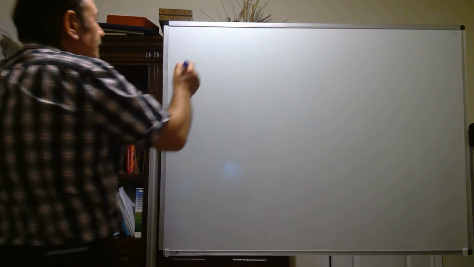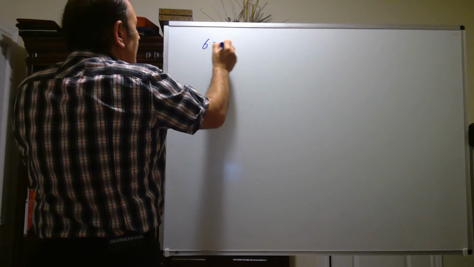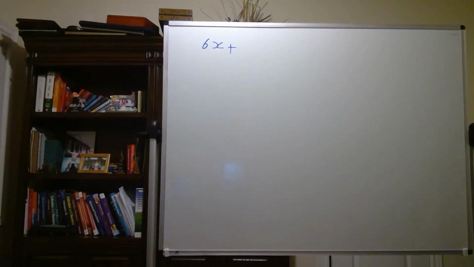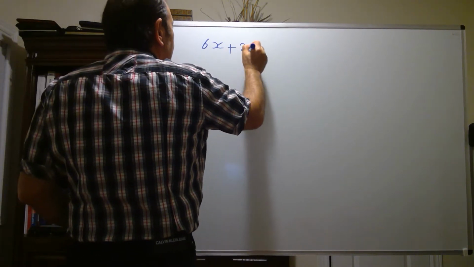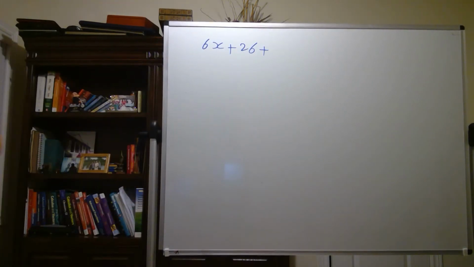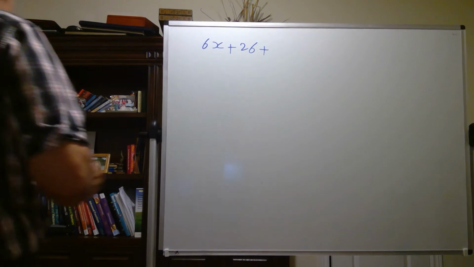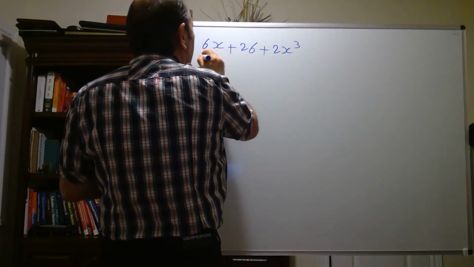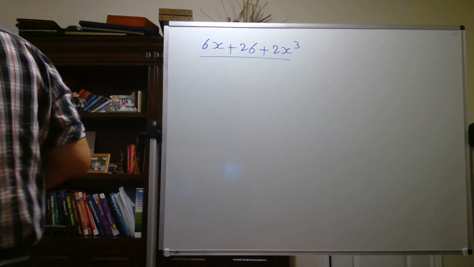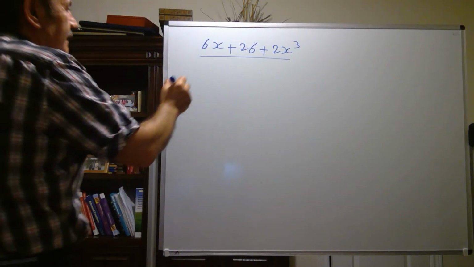Okay, let's do this one. 6x squared, 6x plus 26 plus 2x cubed divided by 2 plus x.